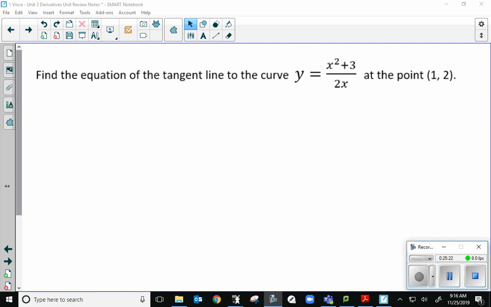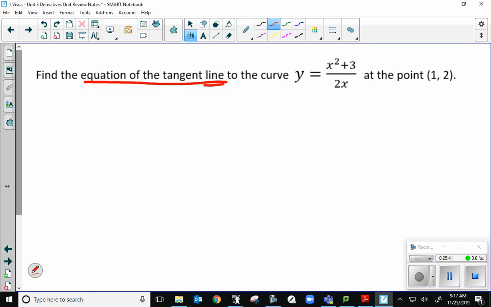All right? So find the equation of a line tangent to the curve y equals x squared plus 3 over 2x at the point 1, 2. Anytime we want an equation of a line, this happens to be a tangent line. You are always programmed to know y equals mx plus b, and that's fine and dandy. But in calculus, there is one that is so much more helpful. It is as follows. Y minus y1 equals m times x minus x1.